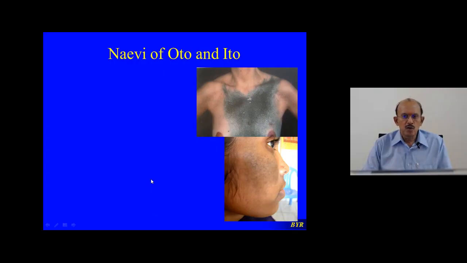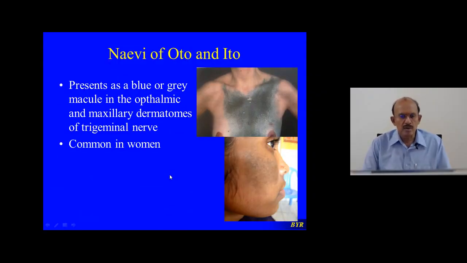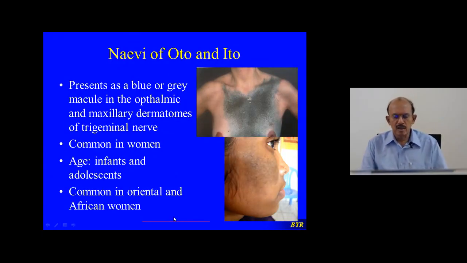Nevi of Ota and Ito present as blue or gray macules in the ophthalmic and maxillary dermatomes of the trigeminal nerve. So they form a big gray macule in the dermatome supplied by the, sorry, trigeminal nerve. It is common in women, infants and adolescents, common in Oriental and African women.